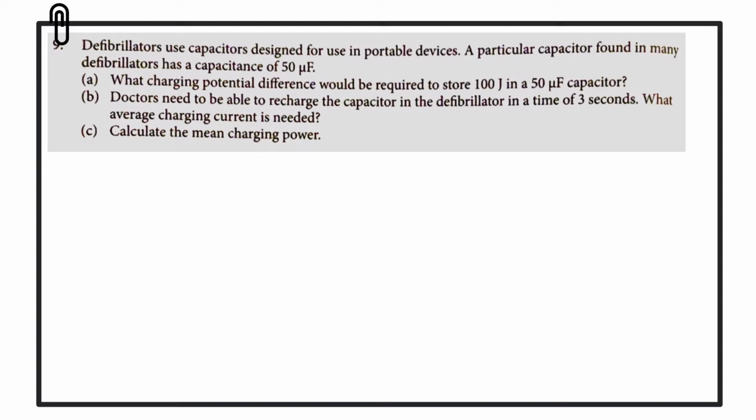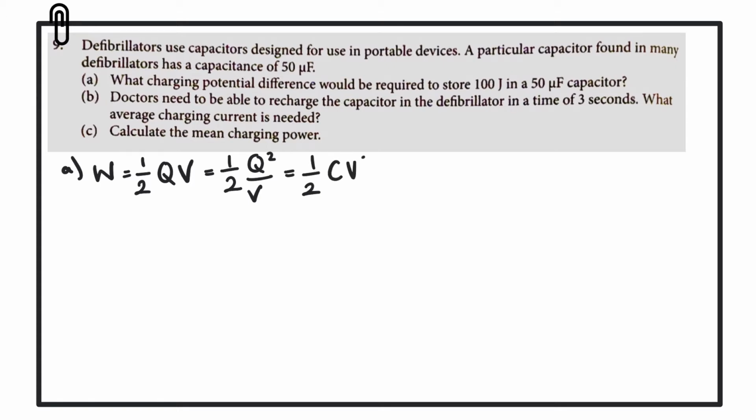50 microfarad capacitor. So we know that in order to work out the energy stored in a capacitor, there's a couple of different equations we could use. So the energy stored, or the work done in charging a capacitor, is equal to a half multiplied by Q times V, so that's the charge times the voltage. Or we could say that it's equal to a half times the charge squared over the capacitance. Or we could say that it's a half multiplied by the capacitance times the voltage squared. So in this case, based on the information that we're given, we're going to use this last version of the equation.